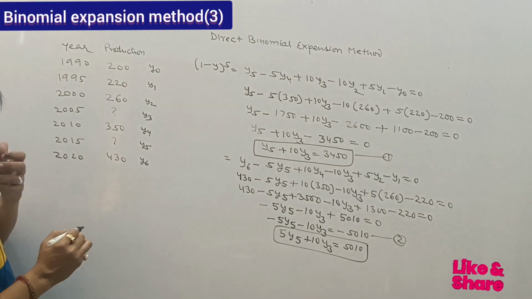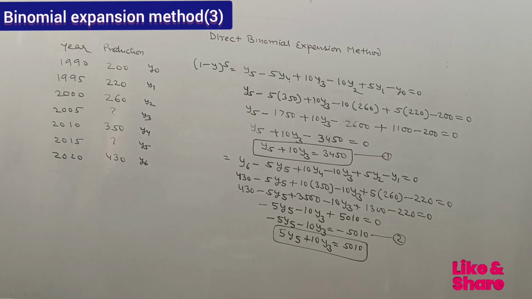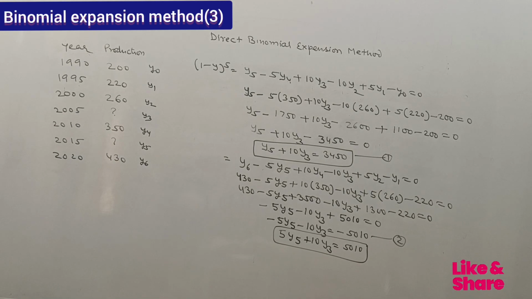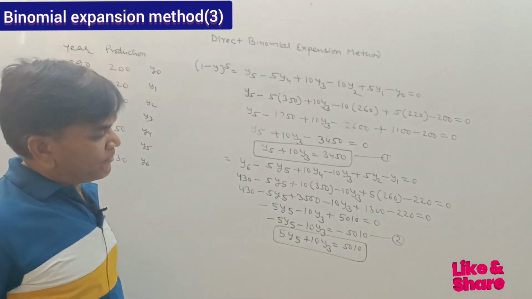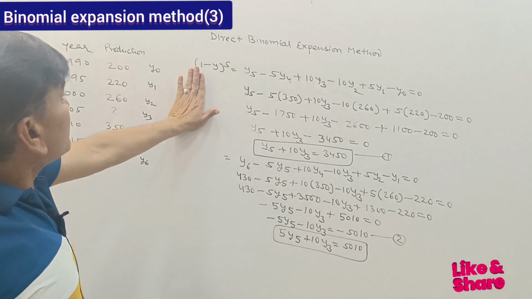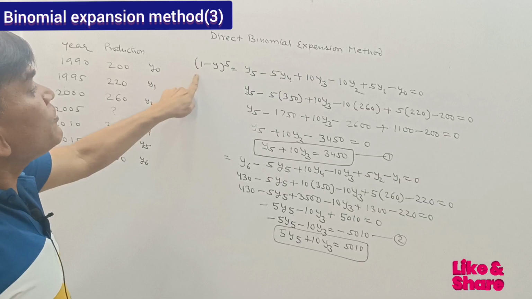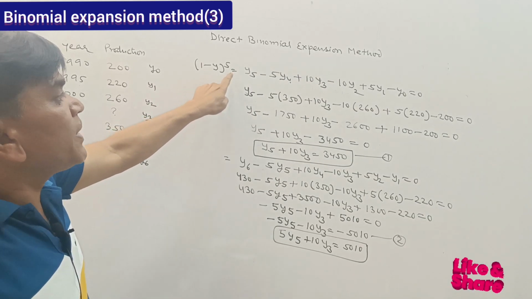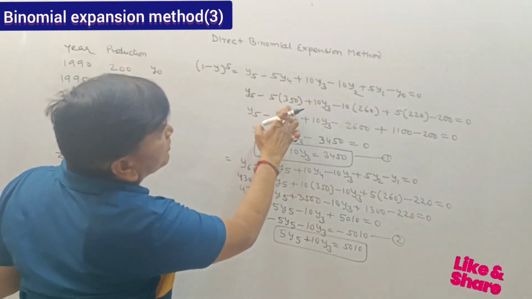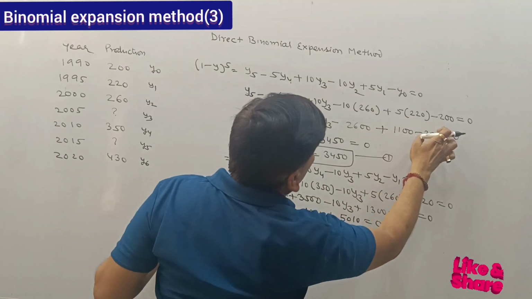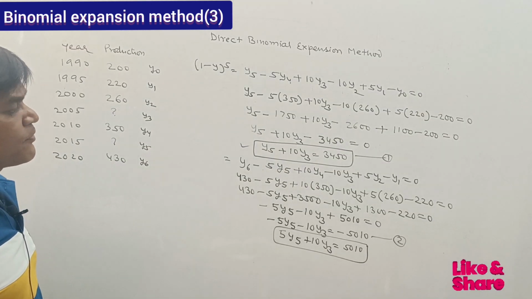So we are having two equations. First equation is y5 plus 10y3 minus 3450, and second equation is y5 plus 10y3 plus 5010. So what we have done, firstly we check that 1 2 3 4 5 items are available. So we have used this (1 minus y) raised to power 5 and put in the values of y5, y4, y2, y1 and y0, and we got the first equation, that is y5 plus 10y3 is 3450.